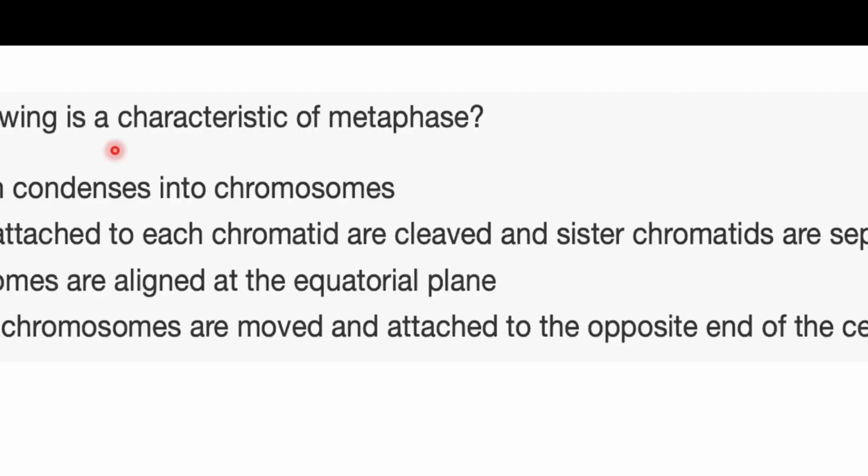Now this is a related question, and having listed all the characteristics with the answer in the previous question, this should be an easy one. Which of the following is a characteristic of metaphase? Let me wait for a minute or so and then I'll take a look at the chat box. Meanwhile, keep posting your answers.